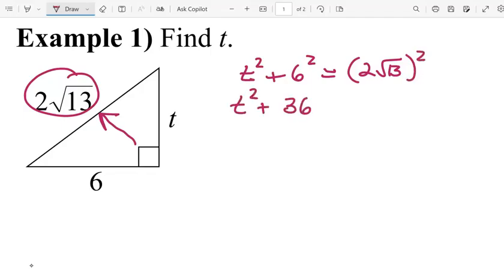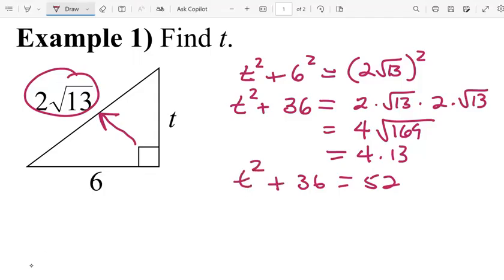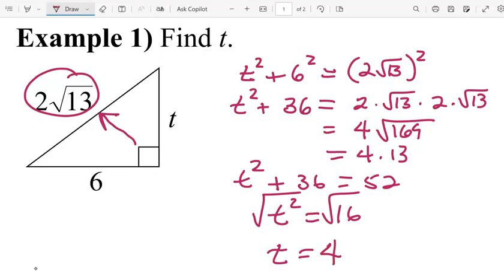6 squared is 36, and 2 times the square root of 13 squared is 2 times the square root of 13 times 2 times the square root of 13, which is 4 times 13, or 52. So t squared plus 36 is equal to 52. If we subtract 36 from both sides, we're going to get 16. And now we can solve this by taking the square root of both sides. That's going to give us t is equal to 4.